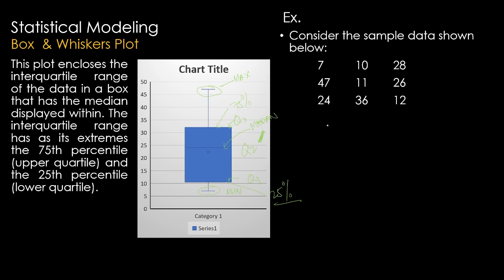What is the first data? We have 7, 10, 11, 12, 24, 26, 28, 36, and 47. Okay? So, the first thing we need to do is to arrange our data. The next thing we should do is to find our mean. And how do we find our mean?